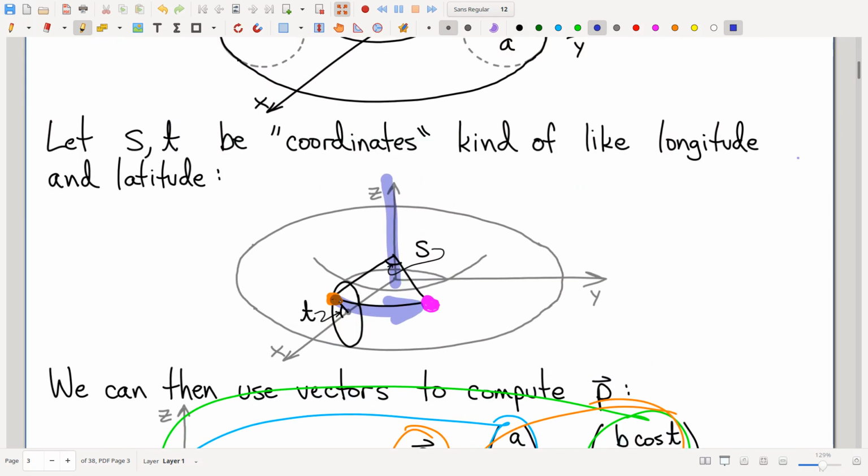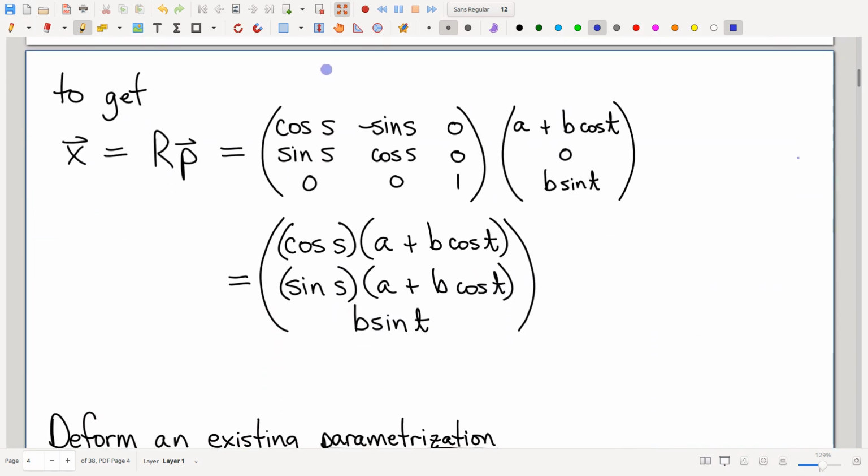We've already figured out how to write the orange point in terms of S and T. We know how to write this rotation in terms of S and T. So to get to my point on my torus, I'm going to start with the orange point. I'm going to apply the dark blue rotation, and we win.